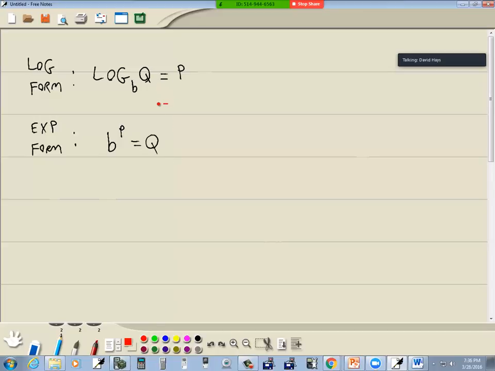Now all of these have names. The only one that's really important is that b. It's referred to as your base. Now some of the problems that you'll have to work, they'll ask you to switch back and forth between the different forms. So we're going to start off with this form right here, and we want to write this in exponential form.